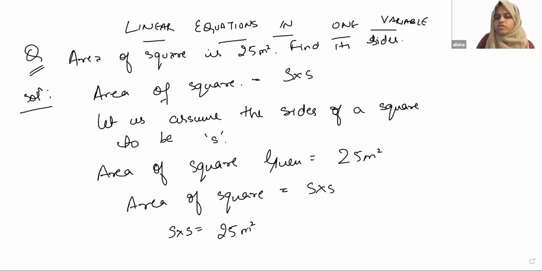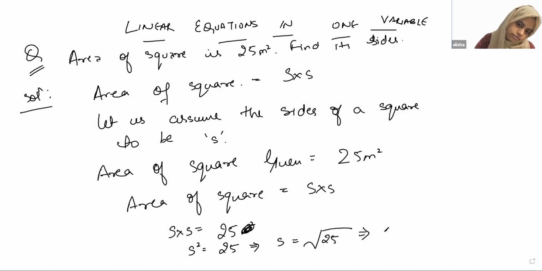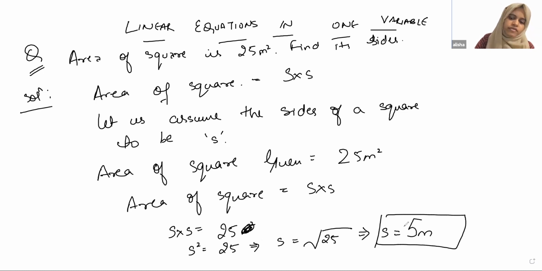25 meters square. Yes. Write this. S into S is a square or not? Yes. So S is equal to under root of 25, right or wrong? Yes. So S is equal to how much? S is equal to 5. Since one side is 5 meters, we know that other sides are also 5. Got it or not? Yes. If you want to note down the question, you may.